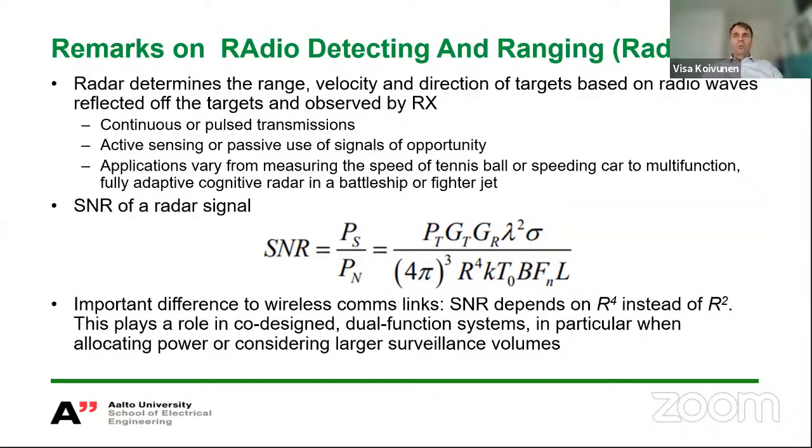Because, for example, if you need to double the radar range or surveillance volume, then you have to increase the power by the factor of 16. And then this kind of attenuation of the radar signal may lead to scenarios where they have a large imbalance between the powers of the radar signal and the communication signal. Therefore, it's maybe more promising to consider these dual function systems in short range applications.